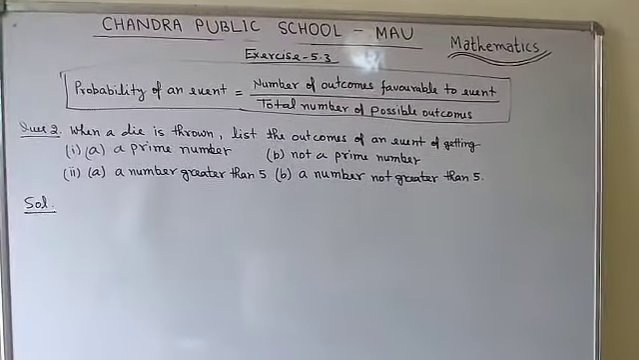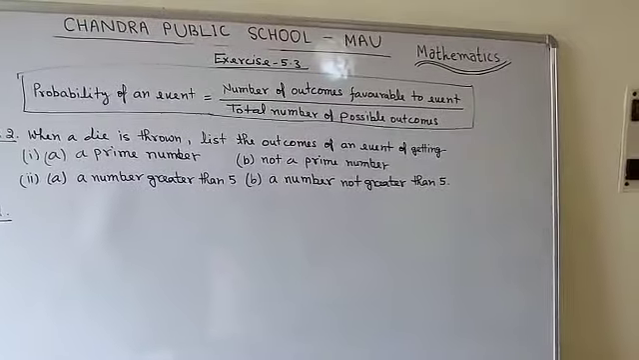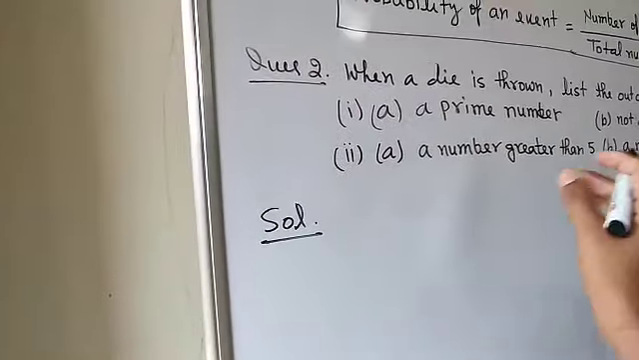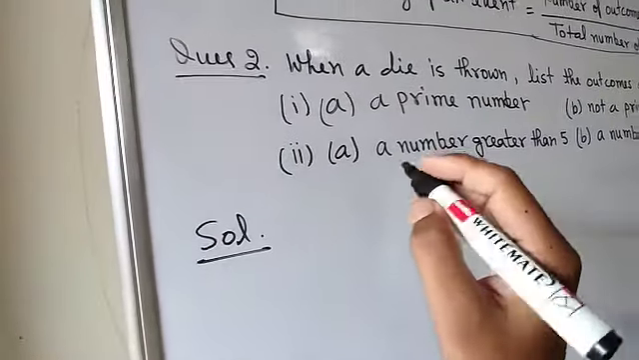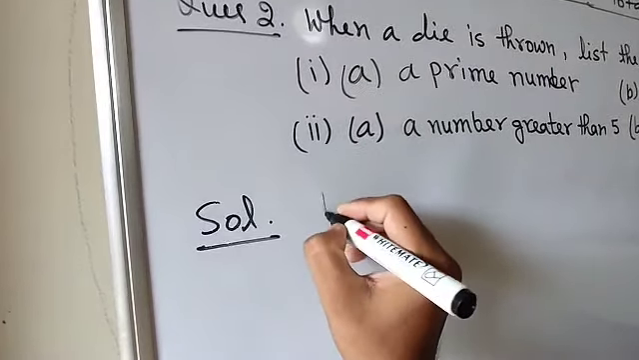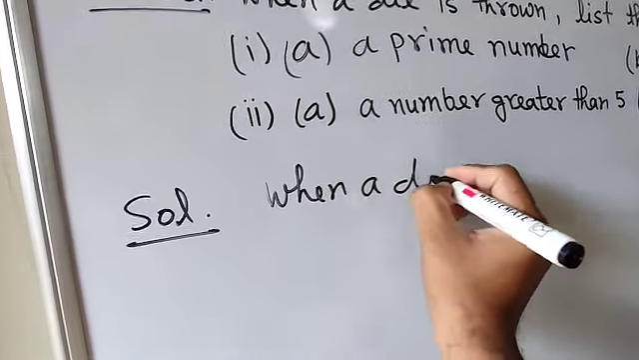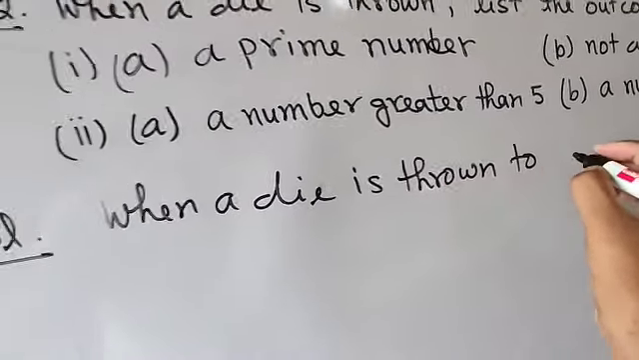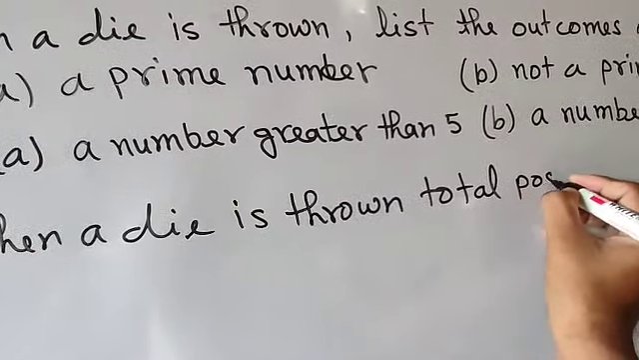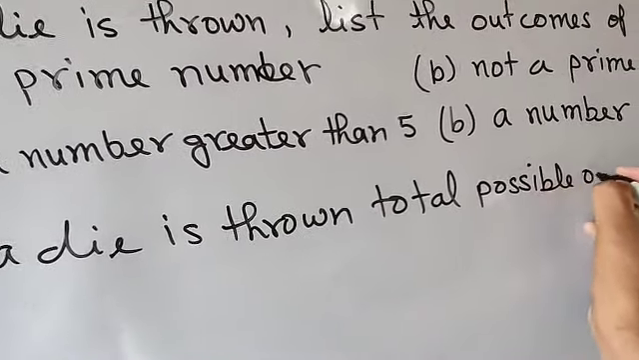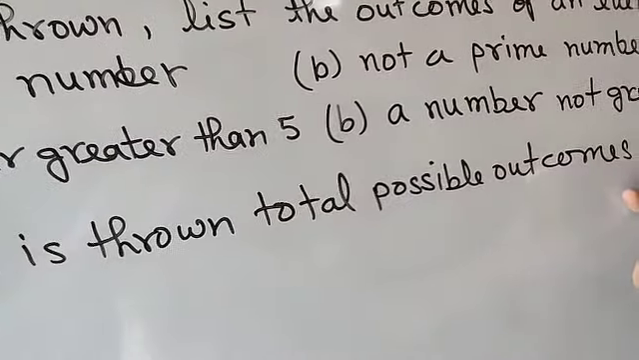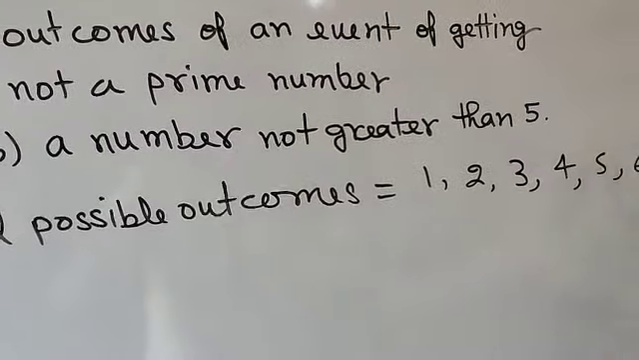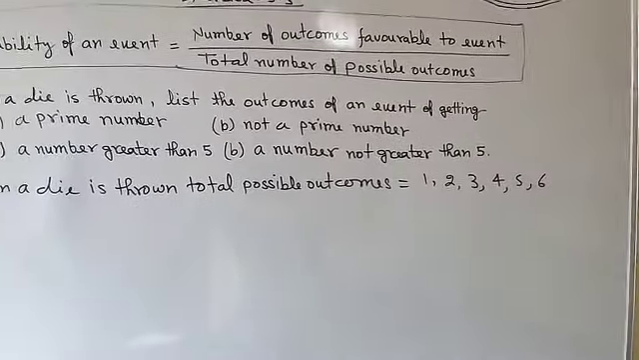Now here it is question number 2. When a die is thrown, list the outcomes of an event of getting a prime number. I will explain each and every part. Before that, when a die is thrown, the total possible outcomes equal 1, 2, 3, 4, 5, 6. If you throw a Ludo dice, there will be 6 possible outcomes.